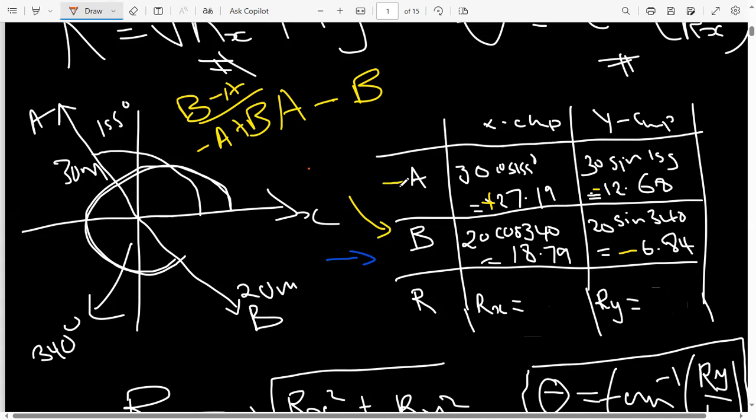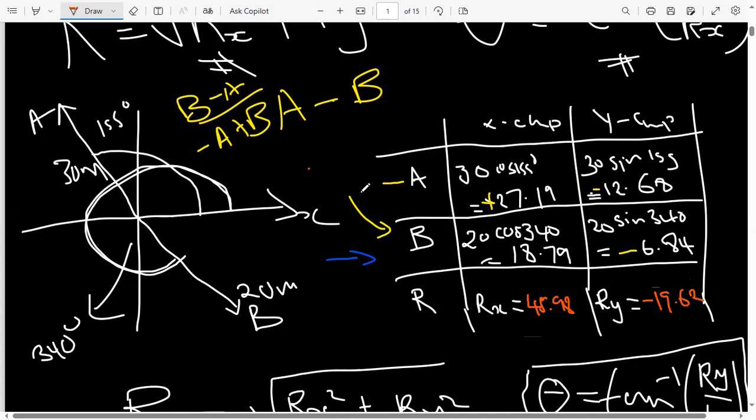27.19 plus 18.79. Okay, so you're going to get a positive 45.98. And then here we have a minus of this, minus of that. What are we going to get? We're going to get 18 point something. Okay, so minus of 12.68 minus 6.84. I'm going to get minus 19.62.